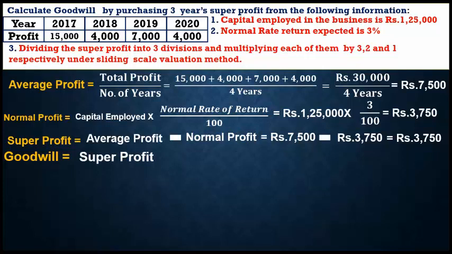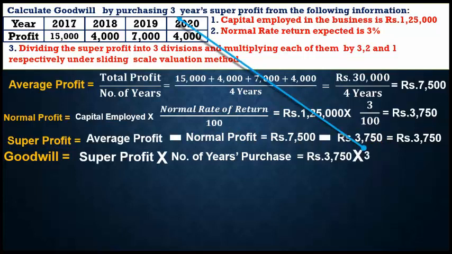Goodwill is equal to, what is the formula under the super profit method? Super profit into number of years purchased. Okay, now how to solve this one? Super profit, I have just calculated, 3,750, into number of years purchase, given in the problem as 3 years purchase.